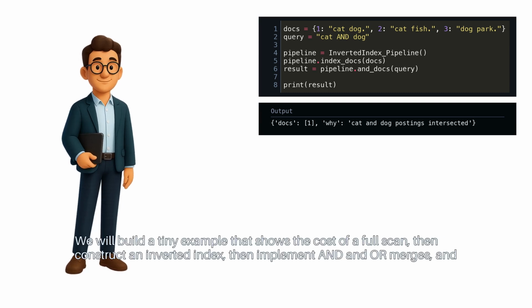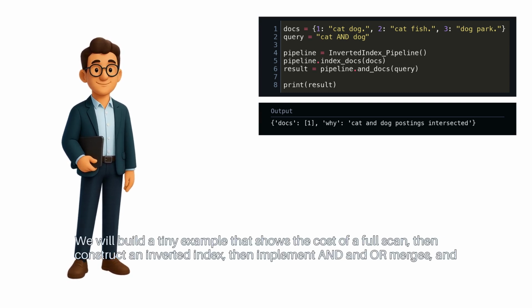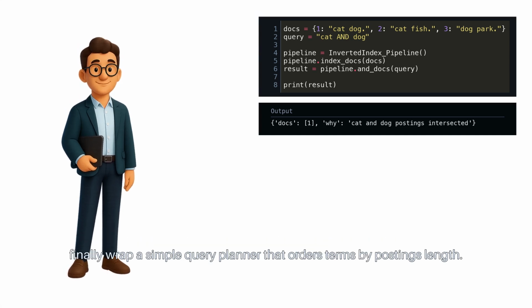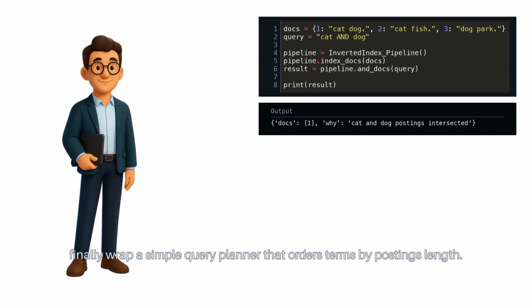We will build a tiny example that shows the cost of a full scan, then construct an inverted index, then implement AND/OR merges, and finally wrap a simple query planner that orders terms by postings length.